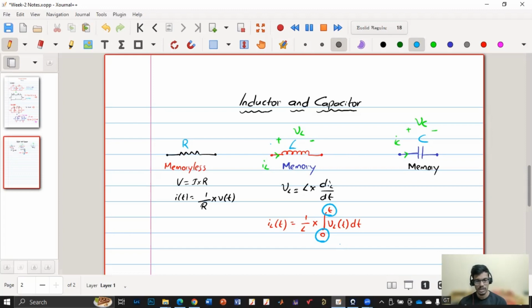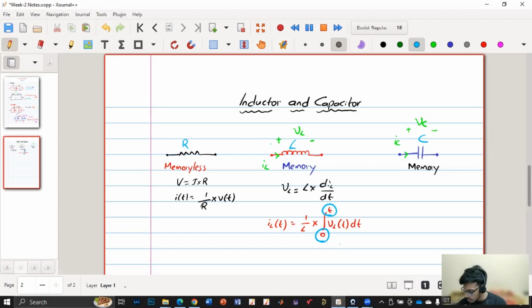Whereas in the case of a resistor, it is instantaneous, so it does not depend on what voltage has been applied a few moments before. If I want to know the resistor current at this moment, I want to know the information of the voltage at this moment only.